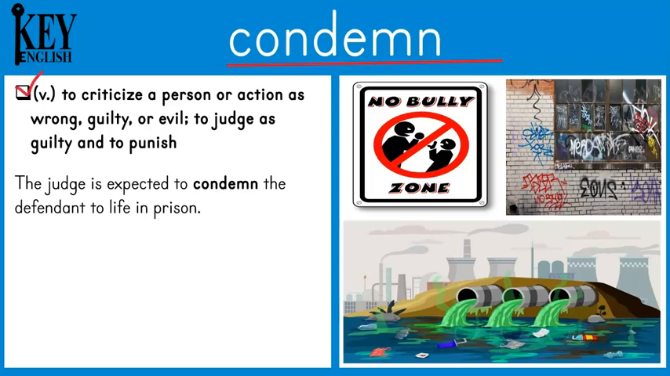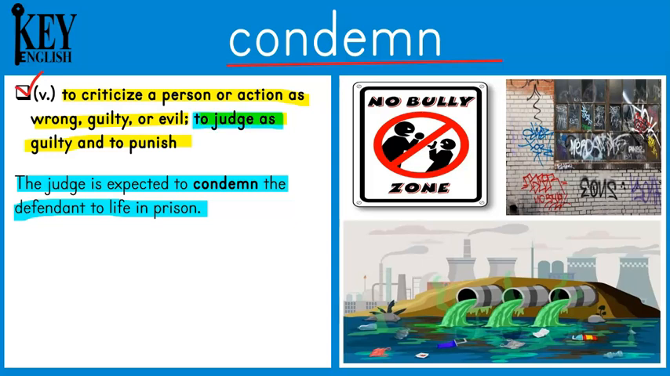The next word is condemn. Condemn is a verb and it means to criticize a person or action as wrong, guilty, or evil. To judge as guilty and to punish. So when you condemn something or someone, you say in a very strong way that it is wrong or it is bad. For example, the judge is expected to condemn the defendant to life in prison.